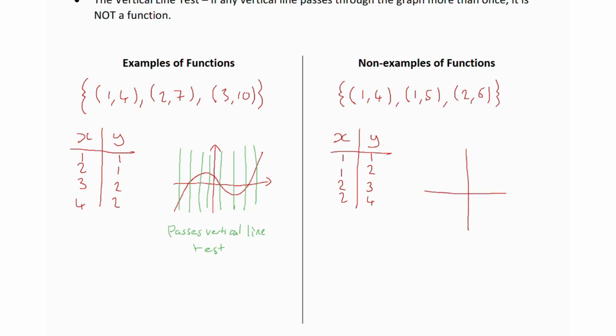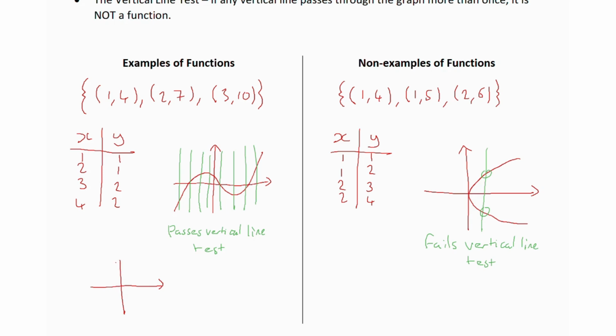On the other hand, if we had something like this, a sort of parabola on its side, and I drew a vertical line, this vertical line hits the graph twice. So this doesn't pass the vertical line test, this fails the vertical line test. So this is not a function. And the reason for that is because at this x value here, there are two different y values I could have got. So it's not a function because there are two different y values attached to a single x value.